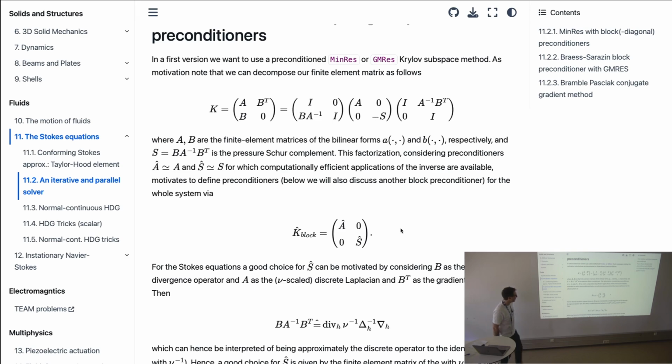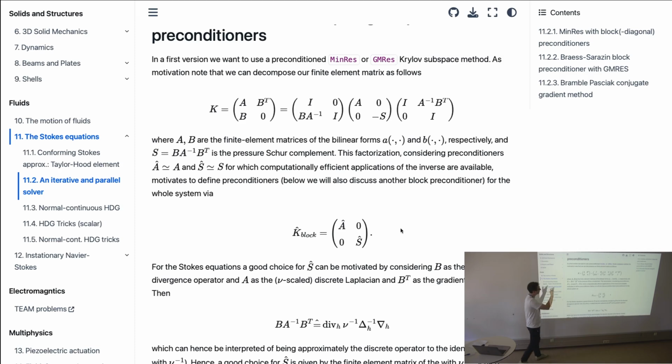So the question is now, how can we solve this? The main idea is that you see already this block diagonal structure here. And we hope to have a proper solver, so a preconditioner, for this A block, which we will always denote by this hat. So this A hat should be spectrally equivalent, close to this A, but it allows an efficient application of the inverse. And similarly for this S.